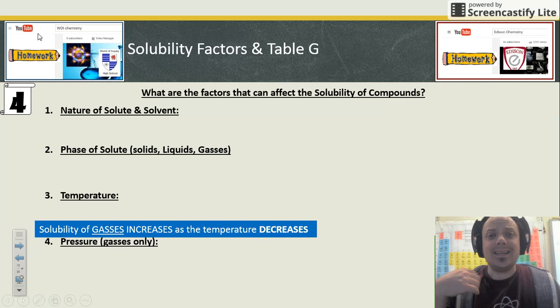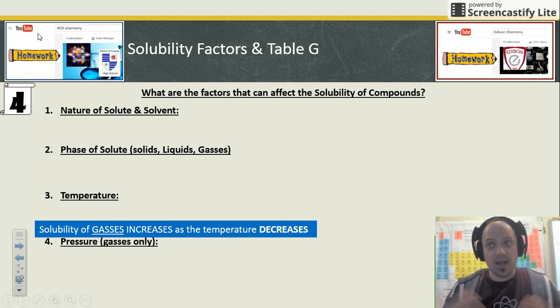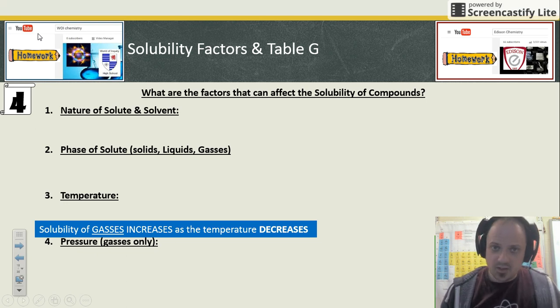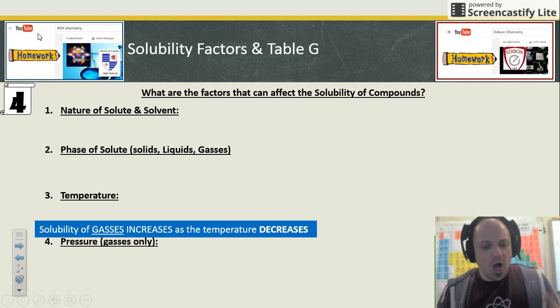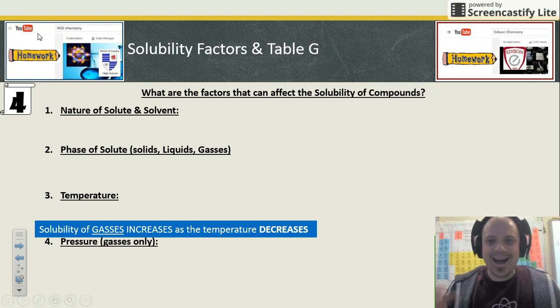Now, it's inverse for gases, because remember, the hotter you make a gas, the more it wants to behave like an ideal gas and become a gas. So the hotter the liquid, the less gas you can dissolve in it. The colder the liquid, the more you can dissolve in it. And you know this intuitively. A cold soda holds on to its bubbles and is bubblier than a hot soda. A hot soda loses its carbonation very quickly, and a cold soda holds on to its carbonation for a bit longer. So there's how temperature affects the solubility of gases versus solids.